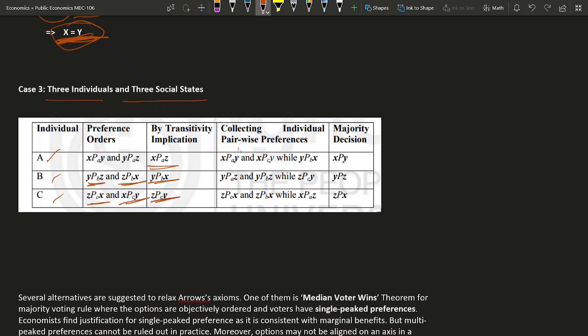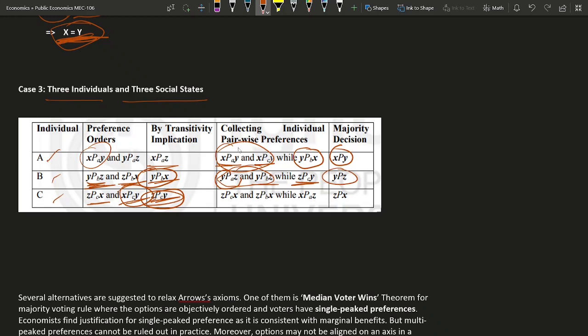If we do a pairwise comparison between X and Y, A prefers X over Y and C prefers X over Y, but B prefers Y over X. So the majority decision will be X over Y. Next is the comparison of Y and Z. A prefers Y over Z and B prefers Y over Z, but C prefers Z over Y. So the majority decision will be Y over Z.